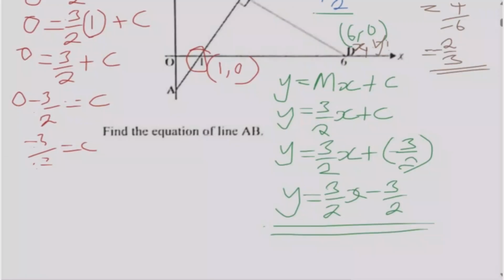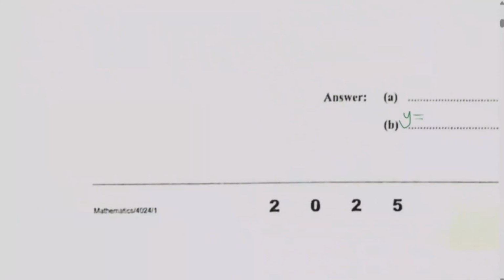So basically, this is how you go about it. What you can do is come to the answers part and record your answer, which is y is equal to 3 over 2x minus 3 over 2. Okay, so that is over. That is the equation for the line AB.